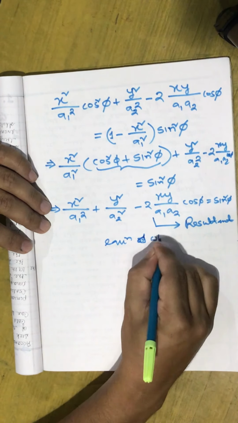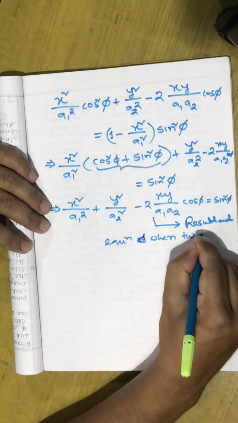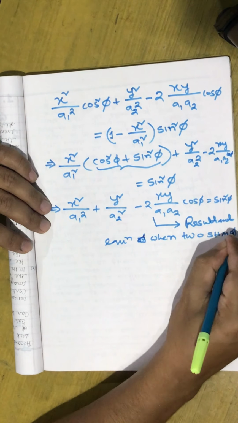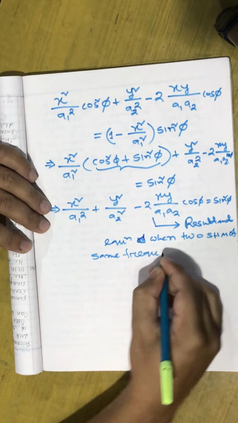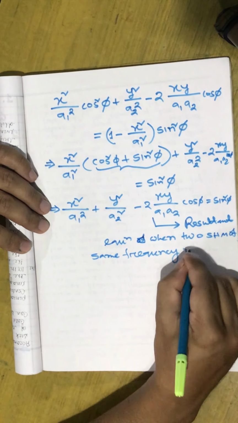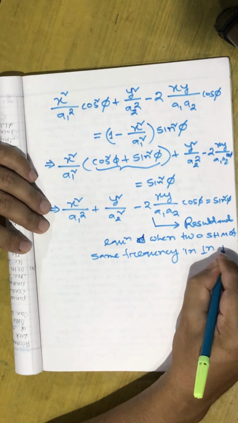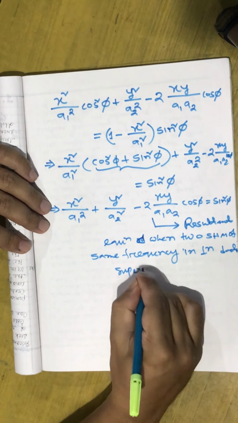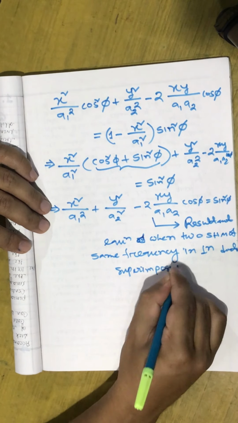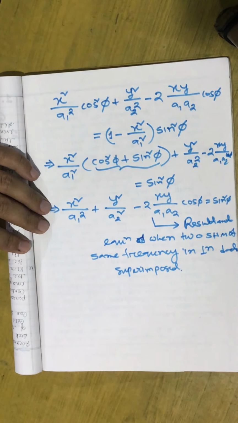So this is the resultant equation when two SHM of the same frequency in perpendicular directions superimpose. We will get this kind of expression.